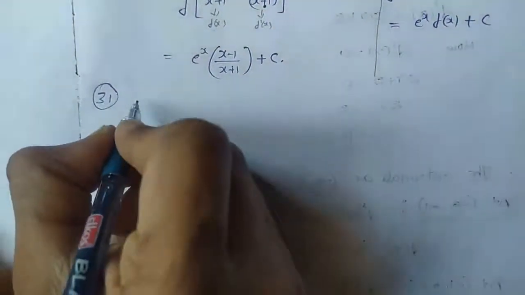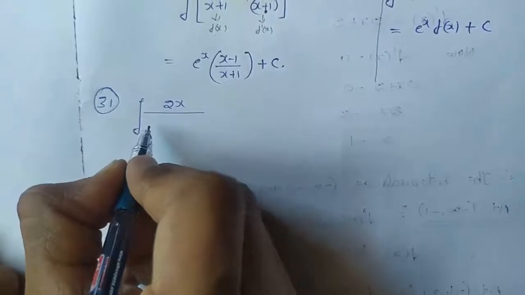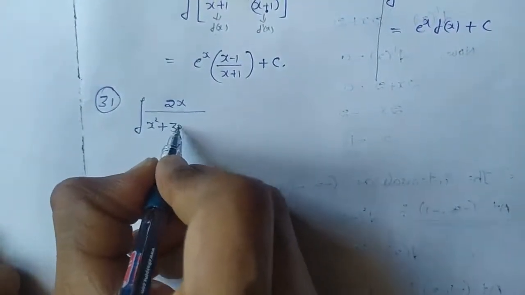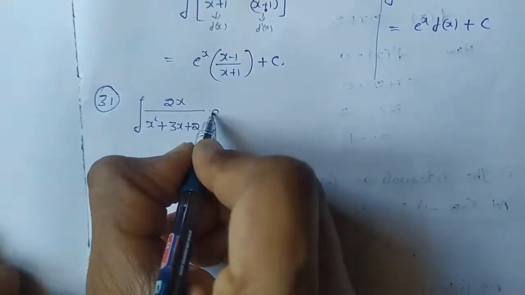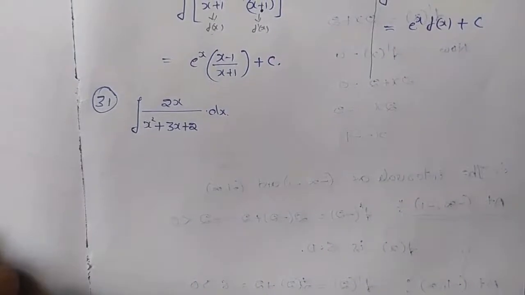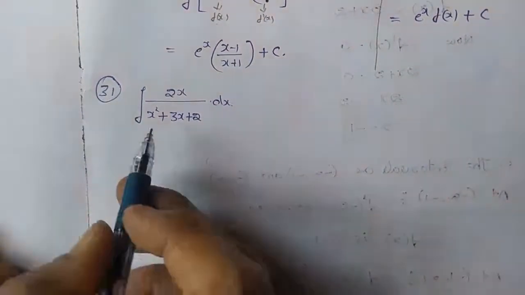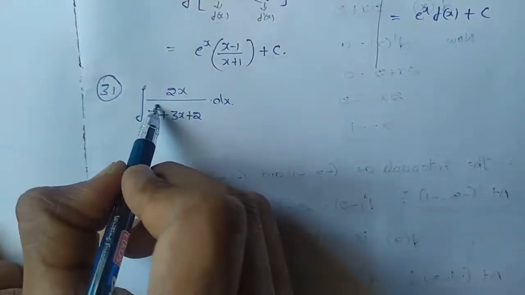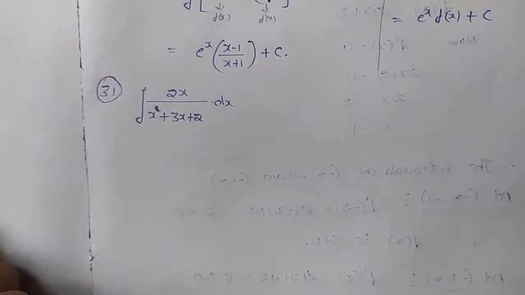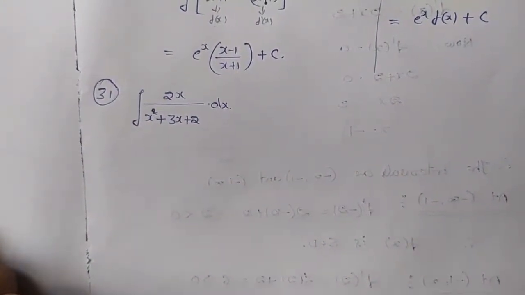31st question: integration of 2x divided by x square plus 3x plus 2, into dx. For this question we need to factorize the denominator, x square plus 3x plus 2. We have to solve it by using partial fractions.